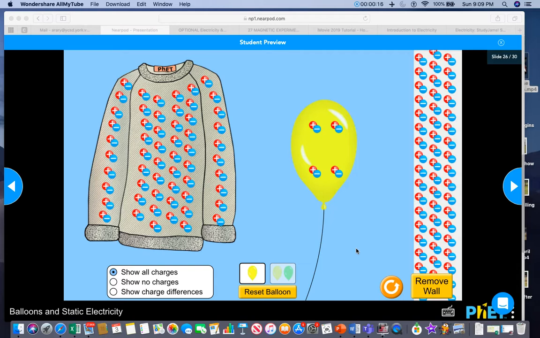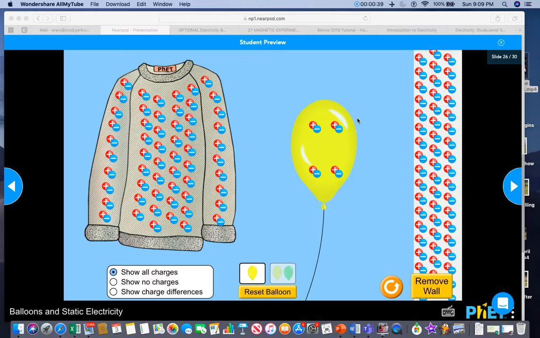Notice the charges right now. For every positive, there's a negative. So if you look in the balloon, positive, negative, positive, negative. They're always paired up. Same thing in the sweater, same thing in the wall. So all of these things are neutral, meaning they don't have any charge. They're not positive or negative because every positive cancels out a negative, so overall there's no charge.